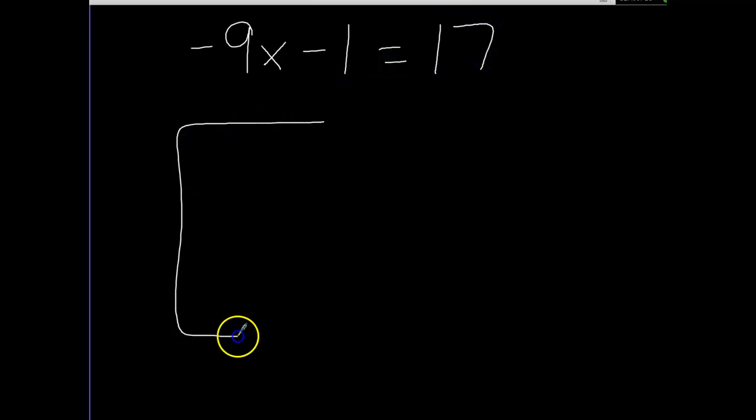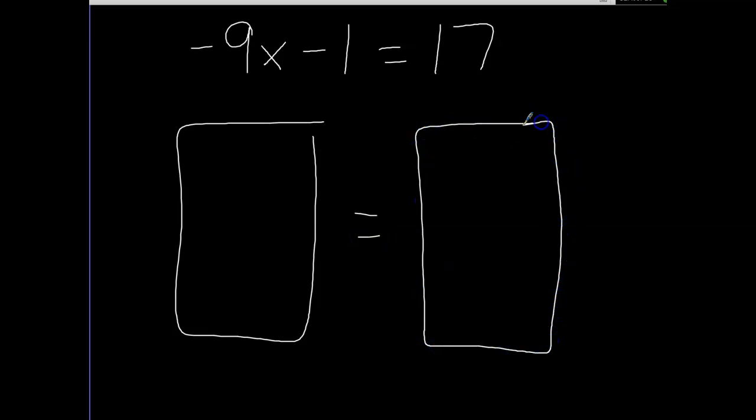All right, the last one that we are going to do together is negative 9x minus 1 equals 17. So again, I have 9 negative x's and 1 negative 1. And on the other side, I have 17 positives.